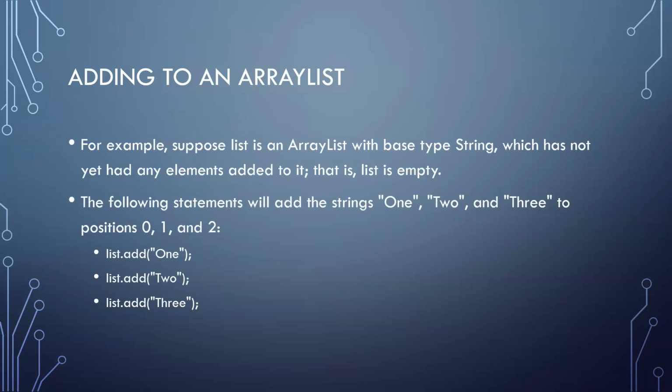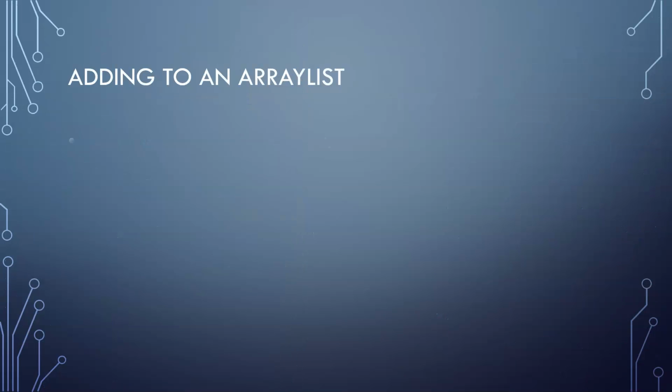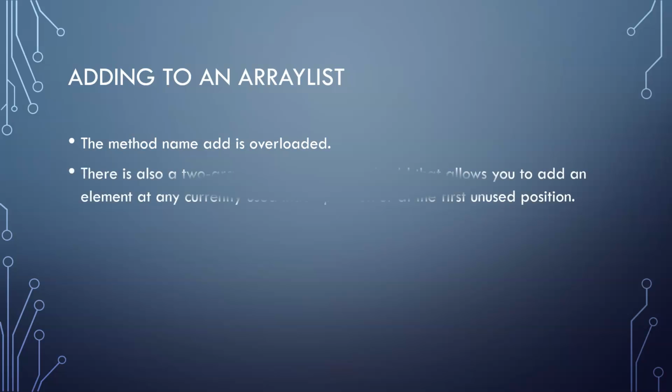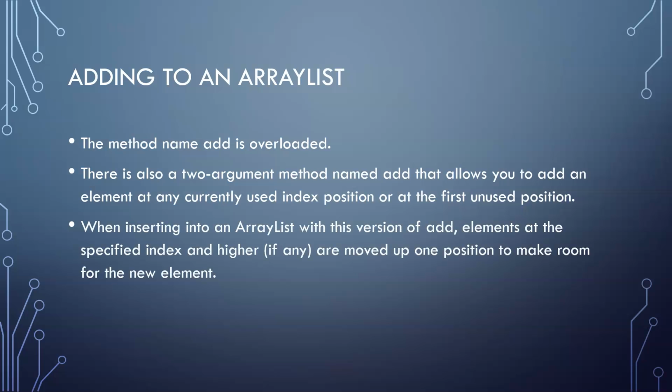So for example, suppose list is an ArrayList with base type String, which has not yet had any elements added to it. That is, the list is empty. The following statements would add the strings "1", "2", and "3" to positions 0, 1, and 2: list.add("1"), list.add("2"), list.add("3"). The method name add is overloaded, you'll notice. There's also a two-argument method named add that allows you to add an element at any currently used index position or the first unused position. When inserting into an ArrayList with this version of add, elements at the specified index and higher, if any, are moved up one position to make room for the new element.